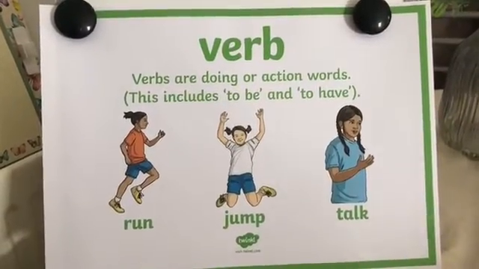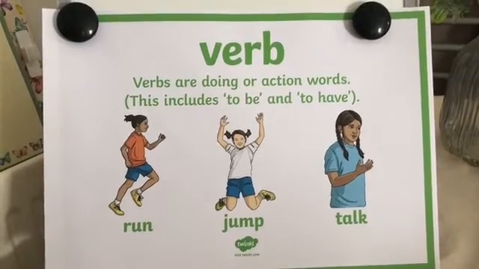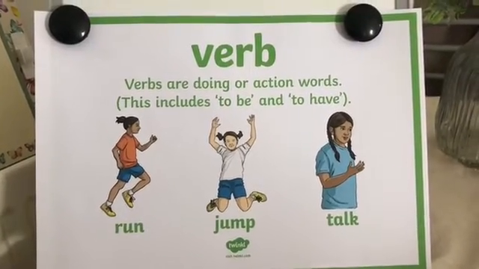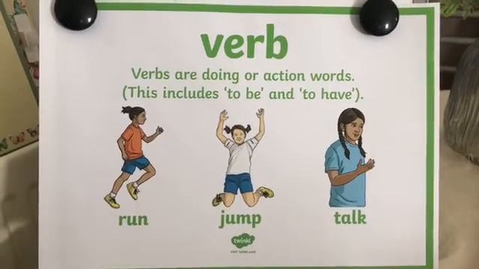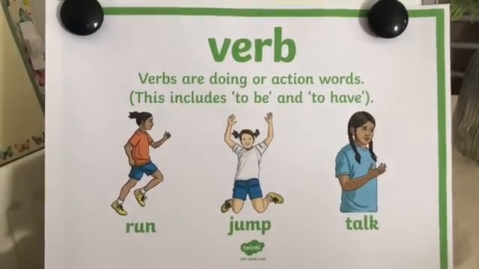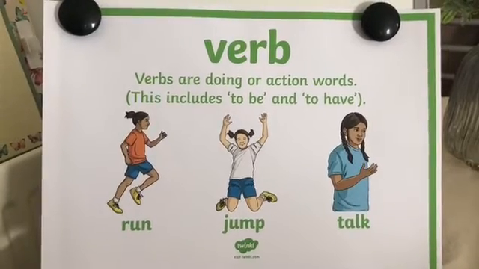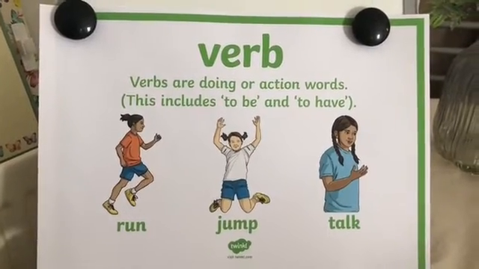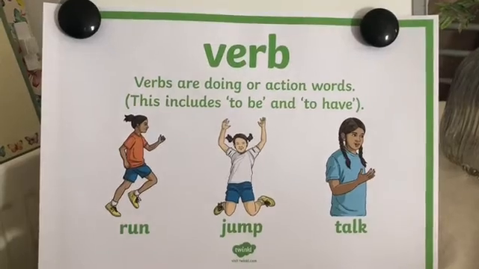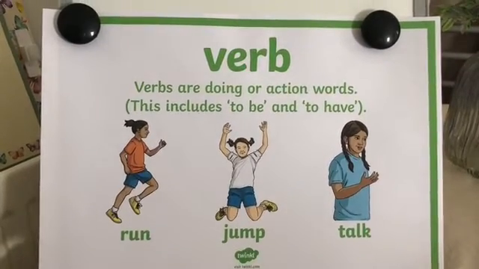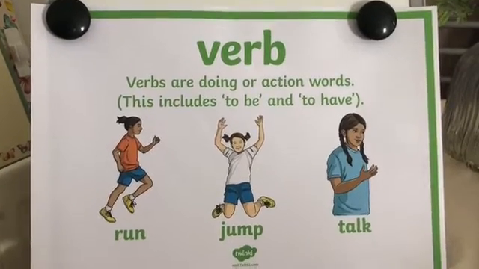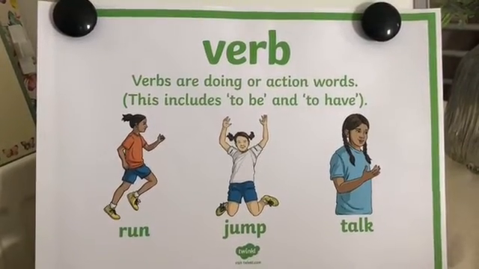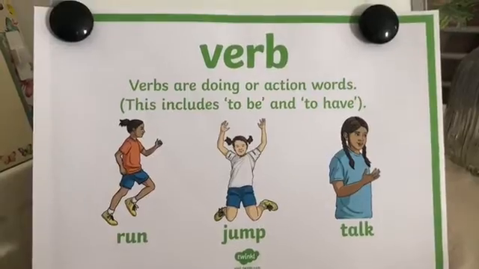What is a verb? A verb is a doing or action word or words. So this includes to be or to have. So if you like to run, you are running. That is your action. That is what you are doing. This girl in this picture is jumping, so the verb is jump. That is what she is doing. She is actioning jumping. Talking is also an action word. It's something that you do. So that is also a verb.